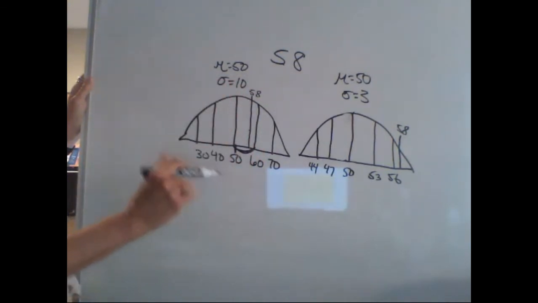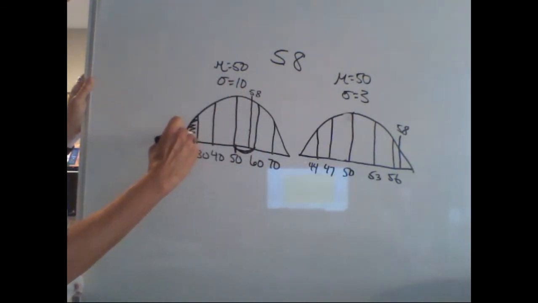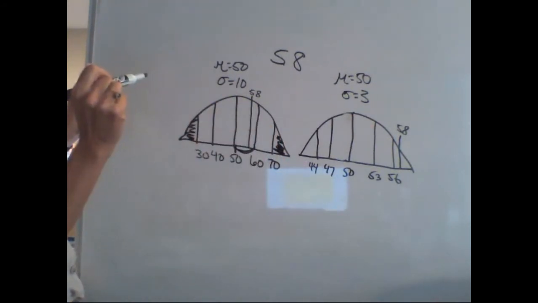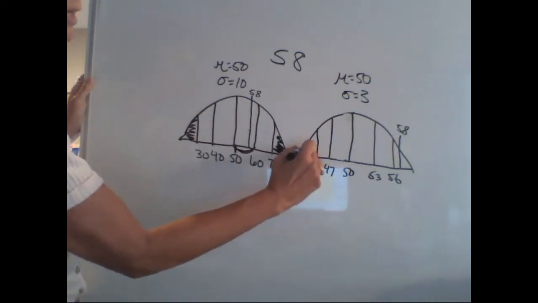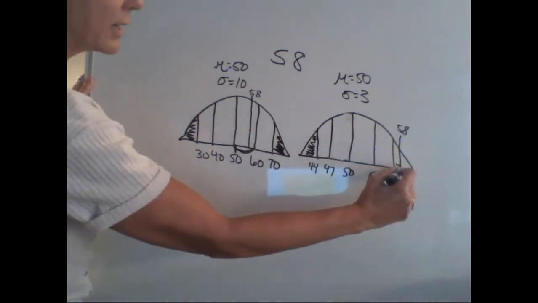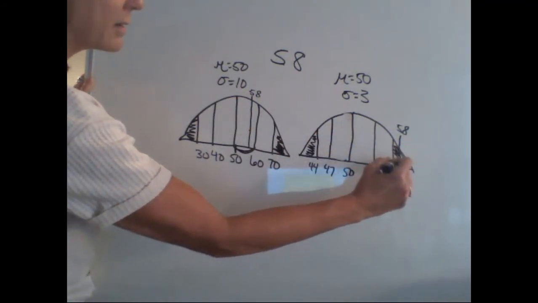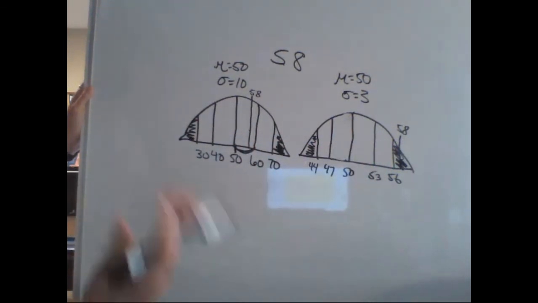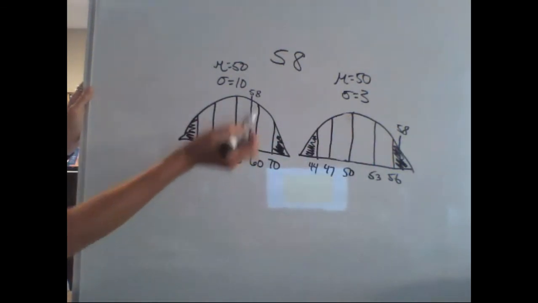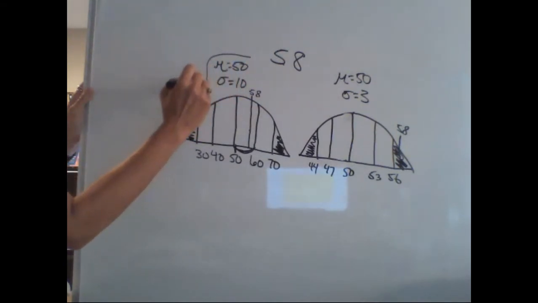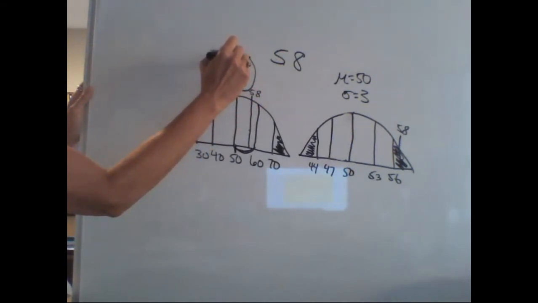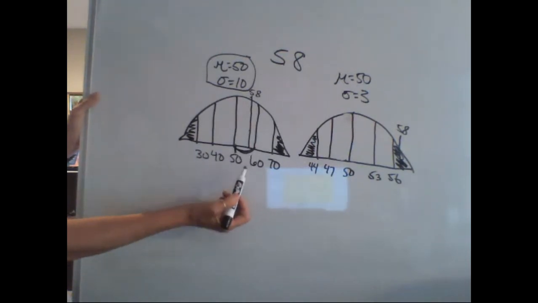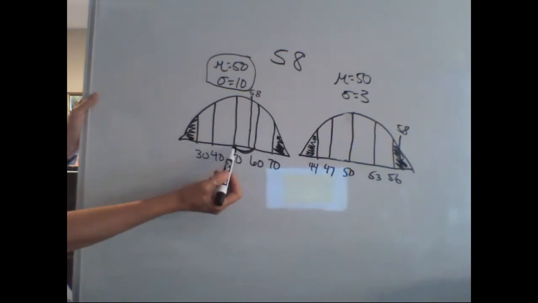Now, if I think about it, what I'm going to consider extreme is anything beyond plus or minus 2 standard deviations. I'm going to call this my extreme area here. Any scores within these extreme areas, I would say, are extreme. So in the first case, when we had a mean of 50 and a standard deviation of 10, our score of 58 is not very extreme. It's not very unusual. It's pretty close to the mean in this case.